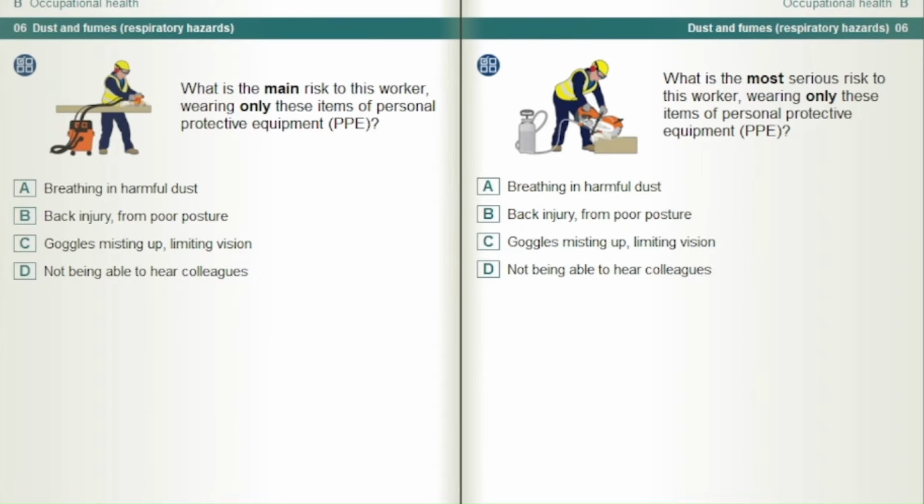What is the most serious risk to this worker wearing only these items of personal protective equipment, PPE? Breathing in harmful dust, back injury from poor posture, goggles misting up, limiting vision, not being able to hear colleagues.